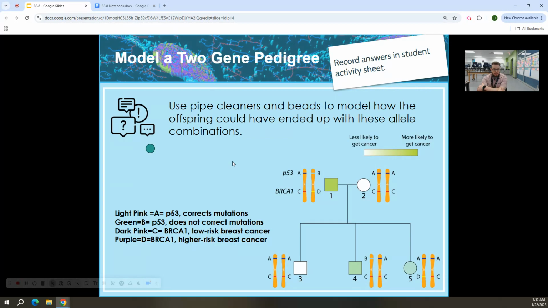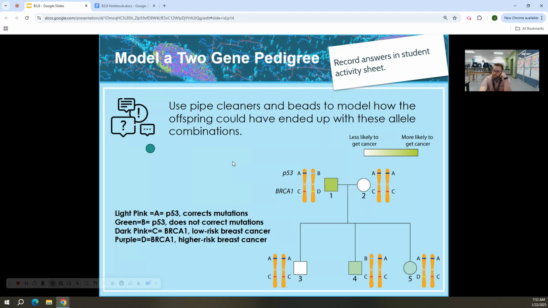Okay, so we are going to model it using our pipe cleaners and our beads. You are going to use light pink for the P53 that corrects mutations, or the A allele. You're going to use green for the P53 that does not correct mutations, or the B allele. You're going to use dark pink for the C allele, that means low breast cancer risk. And you're going to use purple for the D allele, that means high breast cancer risk.